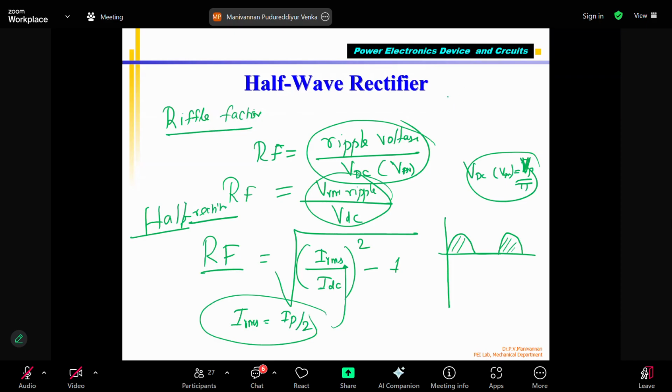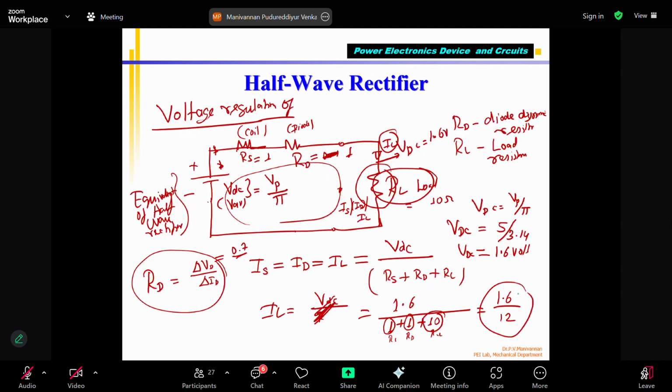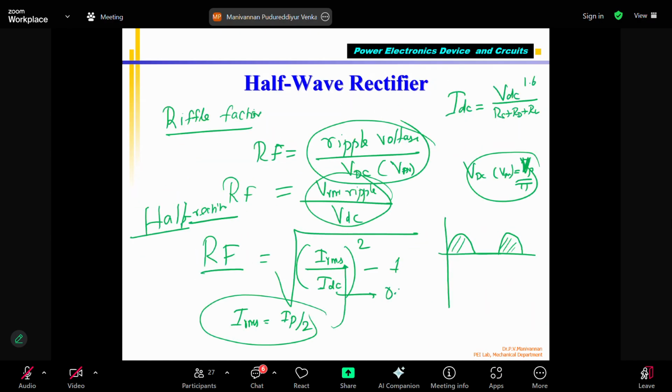What is IDC? Just now previously we calculated IDC equal to VDC divided by RS plus RD plus RL, correct? We computed VDC as 1.6. We divided and got a point something. What is the current we talked about? Load current, somebody, is 1.6 divided by something. 0.13, sir. 0.13 amps. Correct? So in this formula, this is 0.13. You can substitute here.